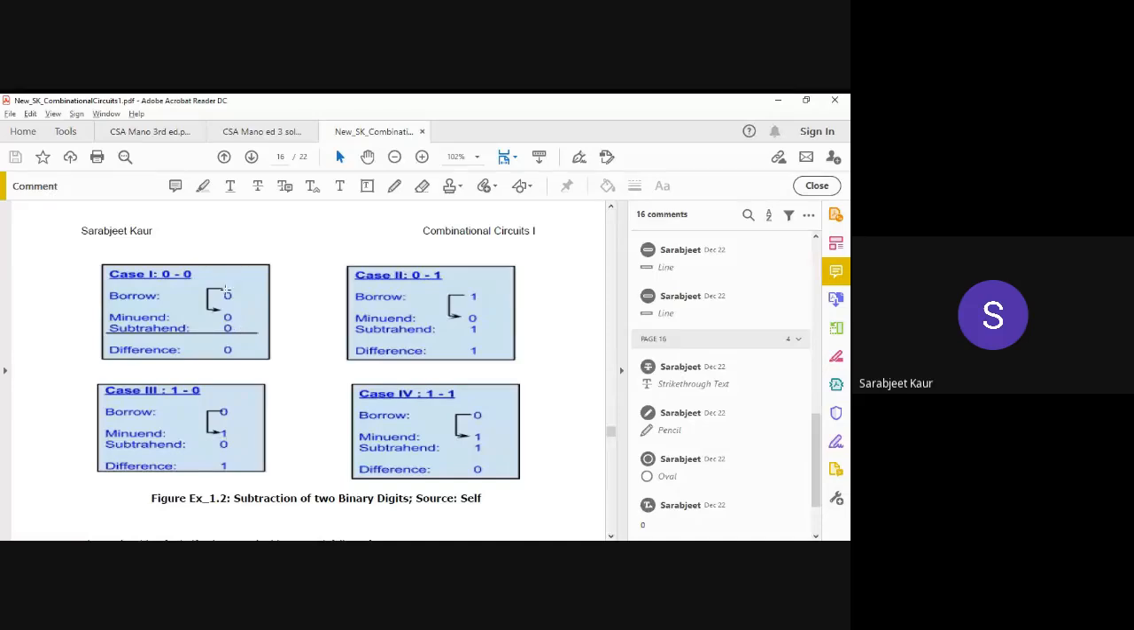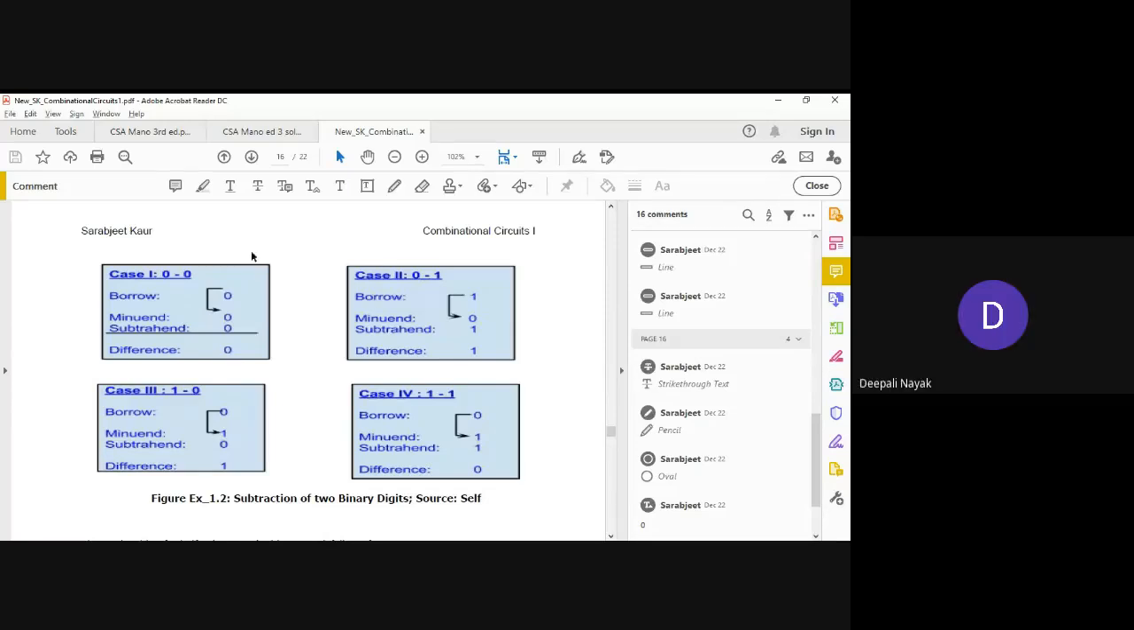So there can be four cases, you know that. We may have 0, 0, 0, 1, 1, 0 and 1, 1 as the four input combinations to our variables x and y. And let us see what happens each time we try to subtract y from x. So 0 minus 0 means I get a difference of 0. Yes or no? 0 minus 0 is 0.